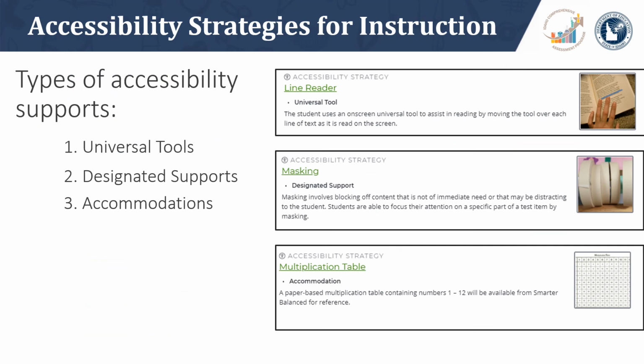Now let's look at how Tools for Teachers organizes the accessibility strategies for instruction. Each strategy indicates what type of support it provides. Line Reader is an example of a universal tool. Universal tools are available to all students based on student preference and selection. Masking is available as a designated support for students for whom an adult or team has indicated the need for these supports, and the need is documented.